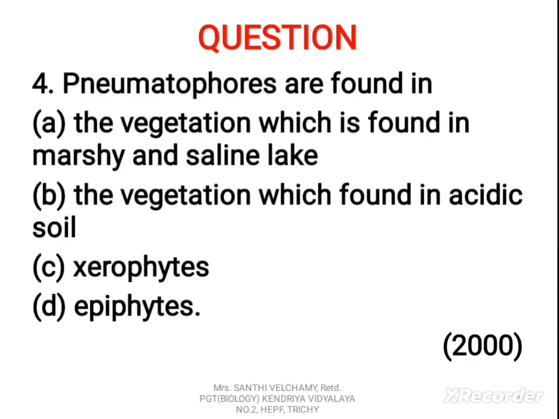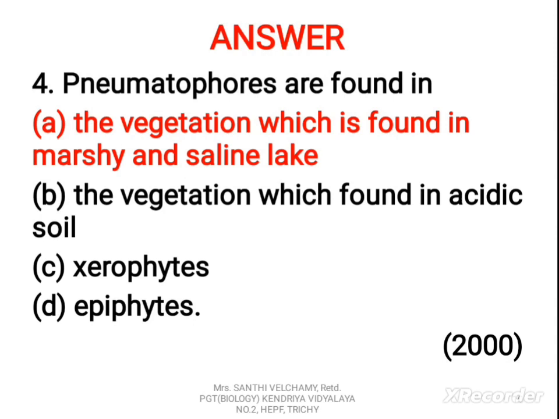Next question, pneumatophores are found in: A. the vegetation which is found in marshy and saline lake, B. the vegetation found in acidic soil, C. xerophytes, D. epiphytes. The correct answer is A, the vegetation which is found in marshy and saline lake.